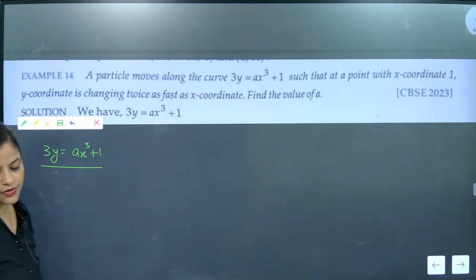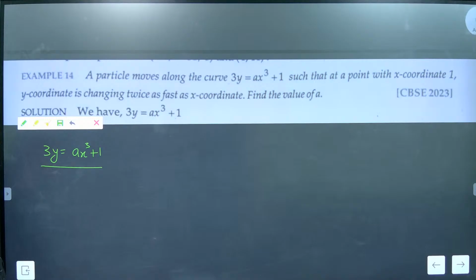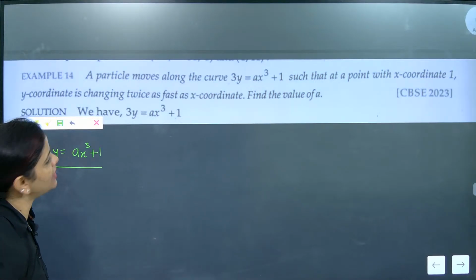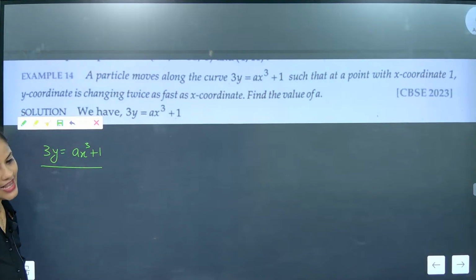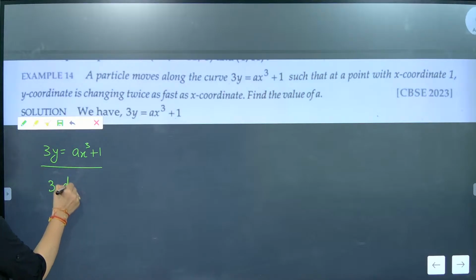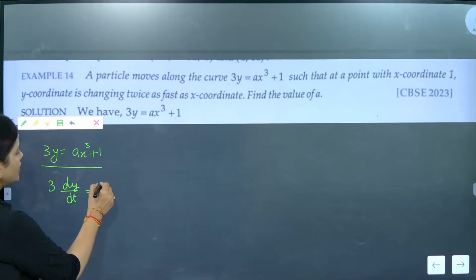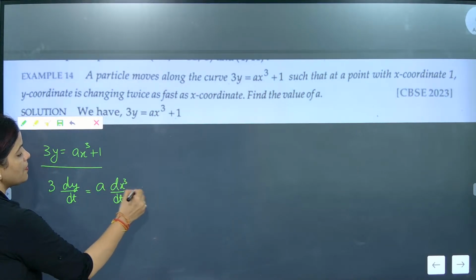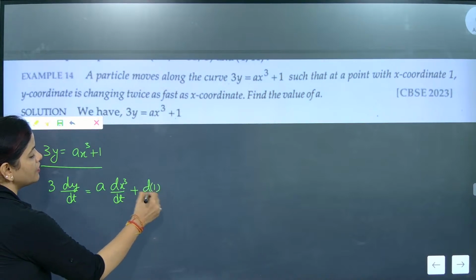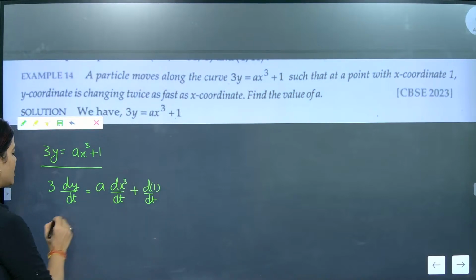Now, beta, we need to differentiate it with respect to time, because they have given that the y coordinate is changing twice as fast as the x coordinate. So one by one we will do that. First we will differentiate everything with respect to time. So dy by dt, here it is coming as a times d(x cube)/dt, plus the differentiation of 1 with respect to t, and this part will become 0.